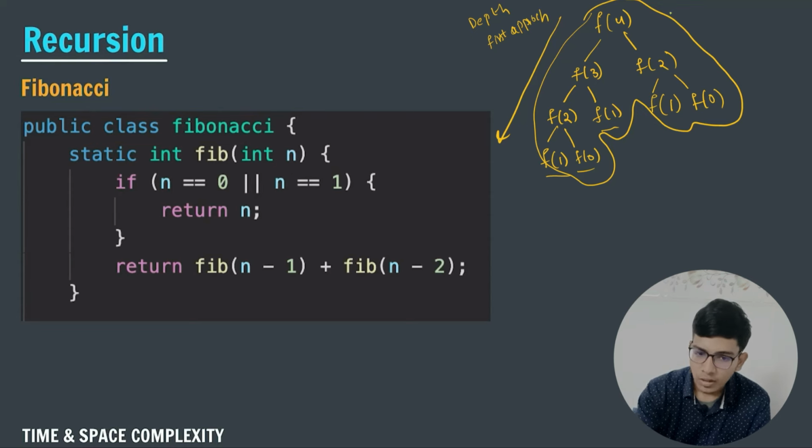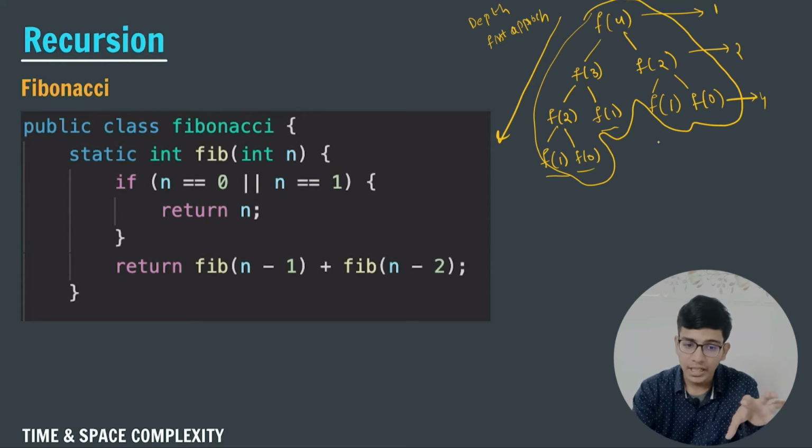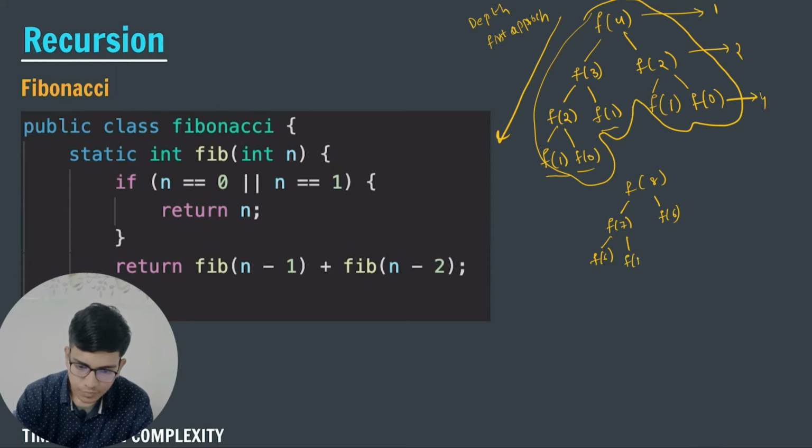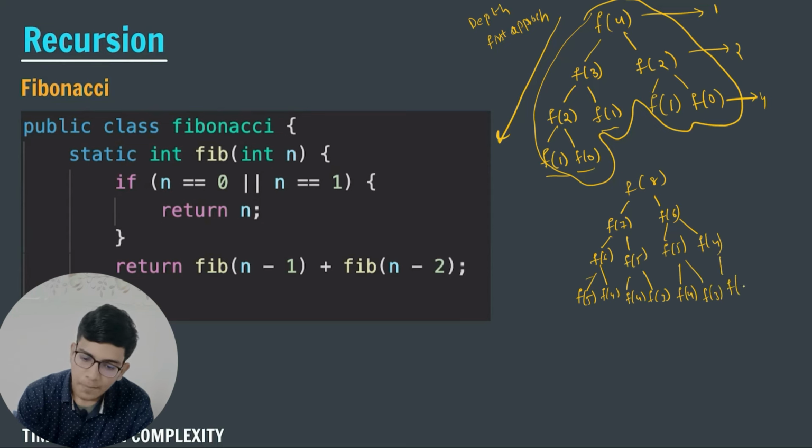Can you observe one thing? Here I am performing one call, here I am performing two calls, here I am performing four calls. Similarly, if the given number is big, let us consider a bigger example, written in a small format: f of 7, f of 6, f of 6, f of 5, f of 5, f of 4, and f of 6 is f of 5, f of 4, f of 4, f of 3, f of 4, f of 3, f of 3, f of 2.